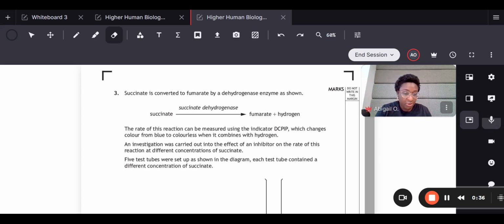If you want to skip ahead to just us talking about the question, you can skip ahead to that point, maybe about 20, 30 seconds. Succinate is converted to fumarate by dehydrogenase enzymes as shown. So you've got succinate dehydrogenase, fumarate plus hydrogen.